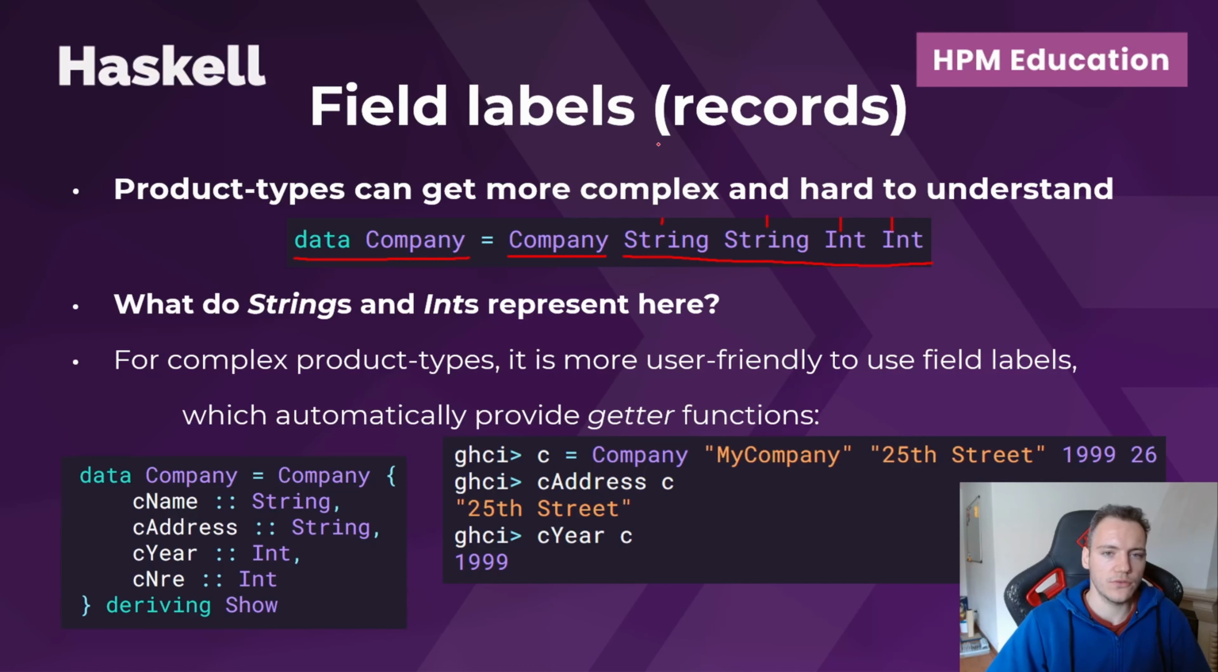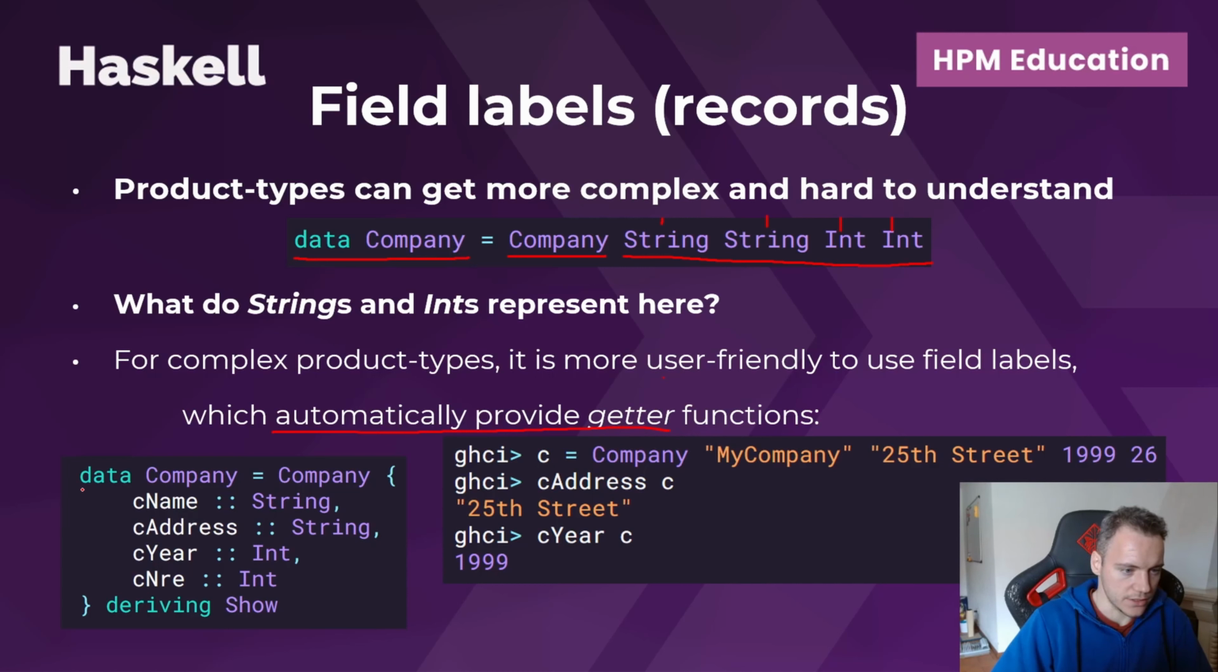Okay, so this is where field labels or records come in, and they provide us with a nicer way to write our code, keep it readable and intuitive. So it is more user-friendly to use field labels here, and they also automatically provide getter functions for each of the fields defined. So let's define this data type company by using field labels here.